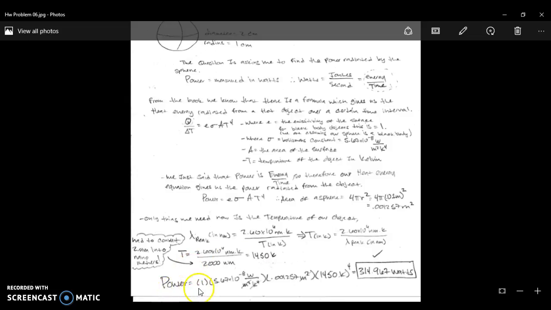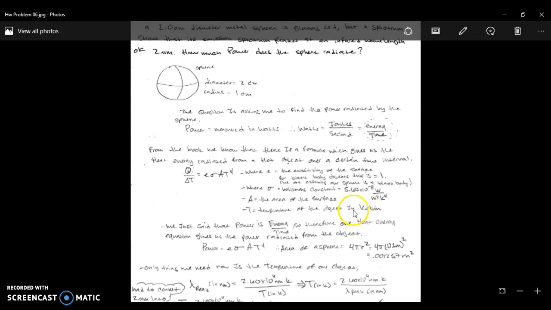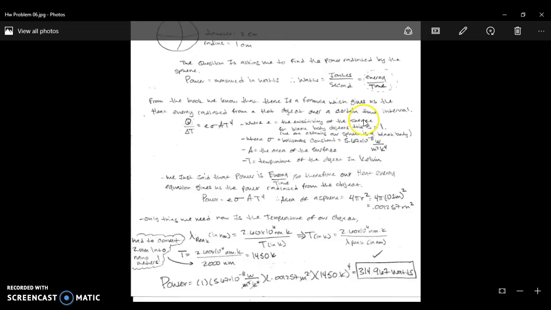So now I have everything I need to calculate the power. Power is equal to emissivity, which is 1, times the Boltzmann constant, which is 5.67 times 10 to the negative 8, times the area, times the temperature in Kelvin to the fourth. As I can see, m squared cancels out and Kelvin to the fourth cancels out. Therefore, the only thing we have left is watts, which is obviously our measure of power. So everything checks out, and that's it. All right, thank you.